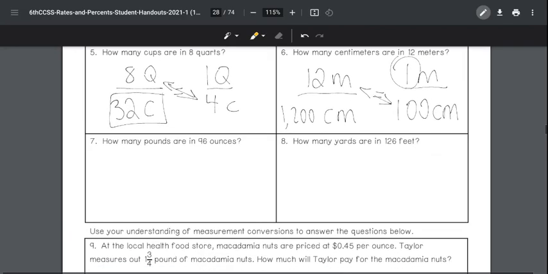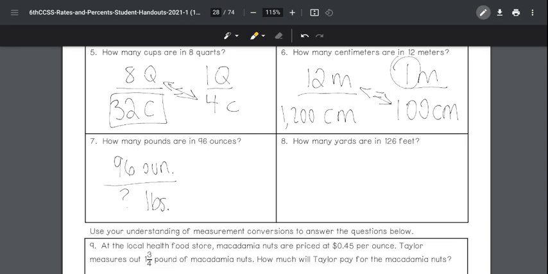Number 7, how many pounds are in 96 ounces? So if I have 96 ounces and I want to figure out how many pounds that is, I need to know if I have 1 pound, how many ounces that is. Our cheat sheet tells us if you have 1 pound, you have 16 ounces. So if you cross multiply 96 times 1 and divide that by 16, you end up getting 6 pounds.